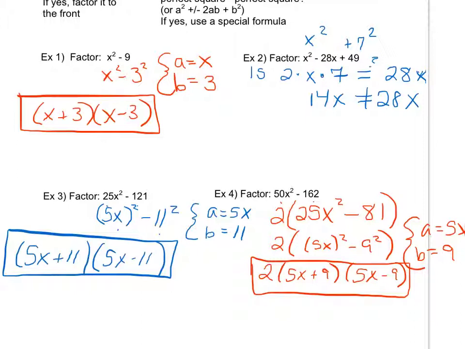So big thing is, please make sure you are remembering to check for a GCF first. I see students forget that all the time. Also, please make sure that you notice that if it is a number other than x squared, that the a, for example, on number 3, notice my a was 5x, not just x. I also see that mistake a lot.